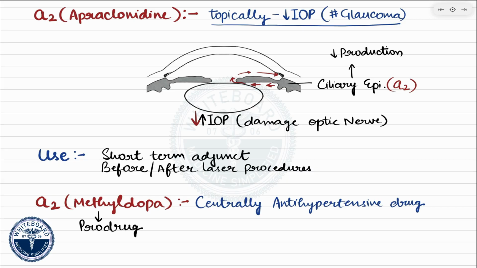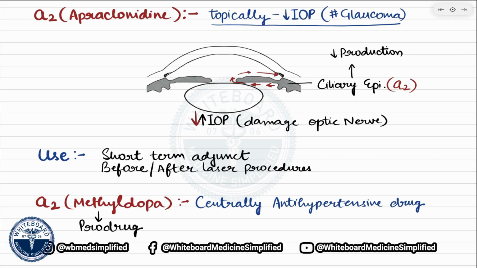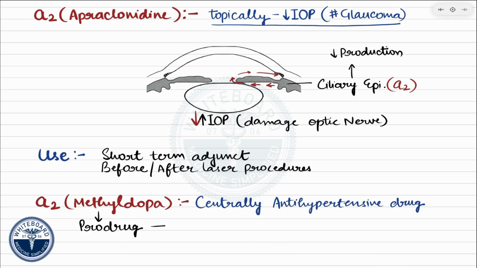So, after entering the brain, methyldopa undergoes metabolism and is converted into its active metabolite, alpha-methylnorepinephrine. It is this metabolite that acts as the actual alpha-2 receptor agonist. Once alpha-methylnorepinephrine is formed, it stimulates the central alpha-2 receptors in the brainstem. Similarly, their activation suppresses sympathetic outflow from the central nervous system.